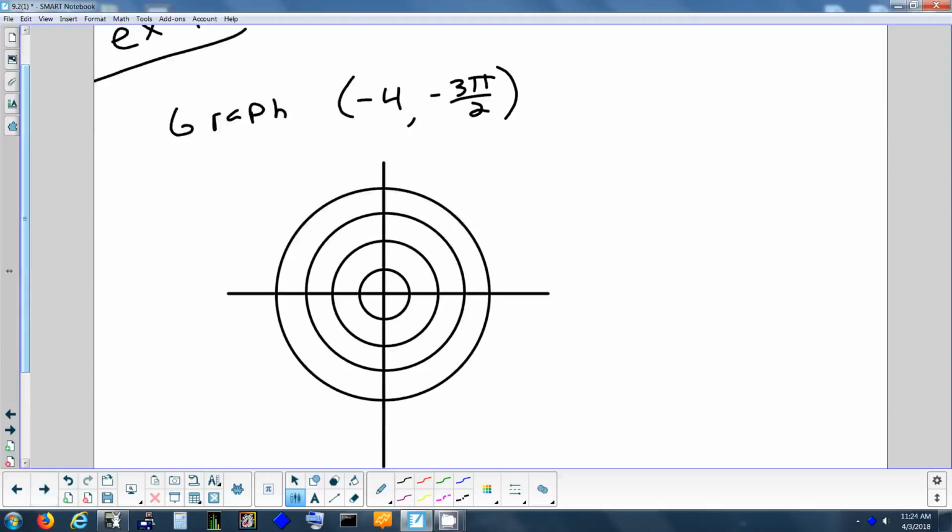Matt? What could we do with that if radians is a problem? Change to degrees. Yes, we could just change to degrees. Okay, what's negative 3 pi over 2 in degrees?